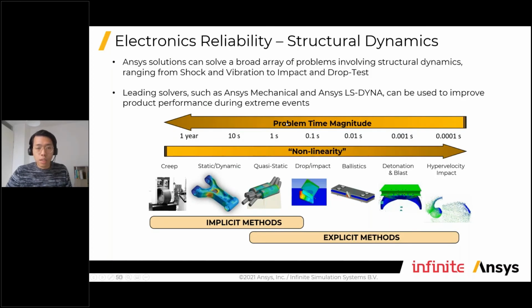Now, looking at the entire structural domain, we see that the problem time magnitude goes from a very short impact to the long-term creep deformation because of thermal cycle. And then you see that there are all different types of solvers that Ansys is providing. In quasi-static, static, and normal harmonic dynamics, we can easily do that in the implicit analysis. While when we're talking about drop testing and also very high speed impacting, then we're talking about more explicit analysis, which is provided by Ansys Dyna, LS Dyna.